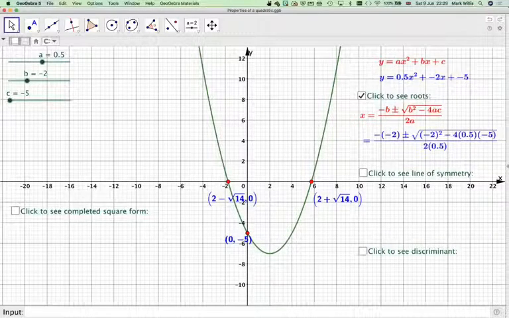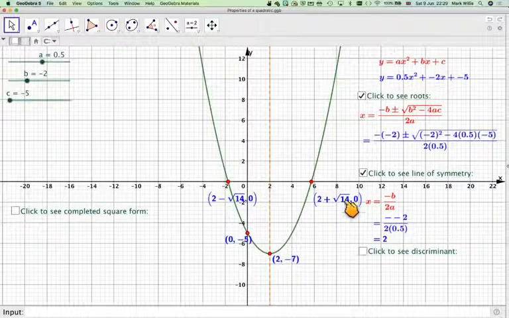Interesting to notice that the line of symmetry in this particular case happens when x is equal to 2. The root 14 just tells me the distance from 2 is going to be root 14 that way, and then if I take minus root 14, I'll get that distance there. So the roots are equally spaced around the line of symmetry. So that's quite useful to know as well.